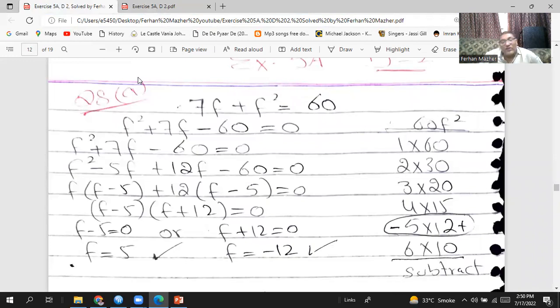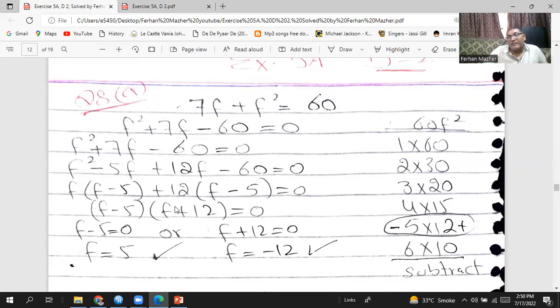So you will have f squared plus 7f minus 60 equals to 0. So do the midterm breaking. You will have f squared minus 5f plus 12f minus 60 equals to 0. From the first two terms, you can see f is common. Take f common. From here, you will have minus 5. From the last two terms, you can see plus 12 is common. So you will have f minus 5 in the bracket equals 0. From this term and this term, f minus 5 bracket is common. From here, you will have f. From here, you have 12 in the second bracket equals to 0.